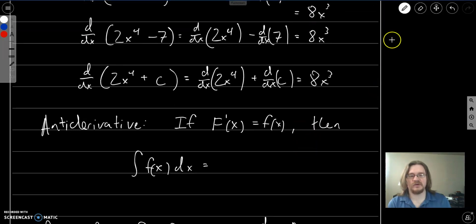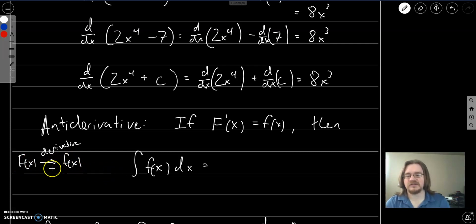So here's our notation. Normally we use capital F and little f for a function and its derivative. So here we have some function which is capital F, and if I take its derivative, I get little f. So I'm going from F of x and I'm taking the derivative, like the derivative is going from capital F down to little f. But I want to go backwards, I want to start with little f and figure out what capital F is, and that is the antiderivative.